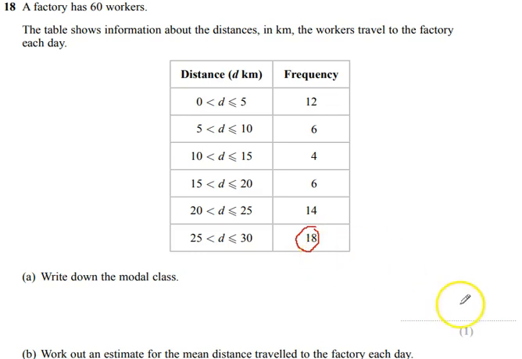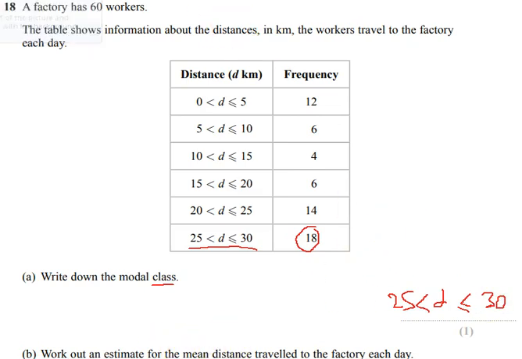Please do not write down 18. 18 is how many times it's happened. The modal class, the class are these things. The inequality is the class. So you write down 25 is less than or equal to 30. Okay, we'll come to the mean in just a second.